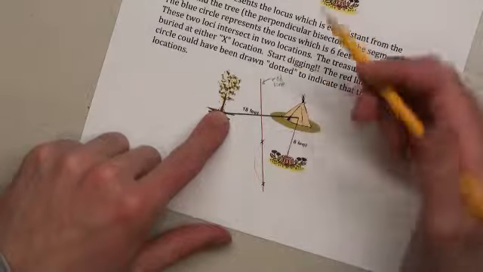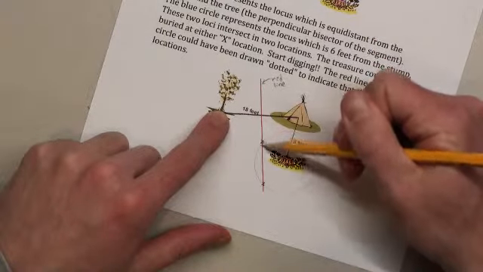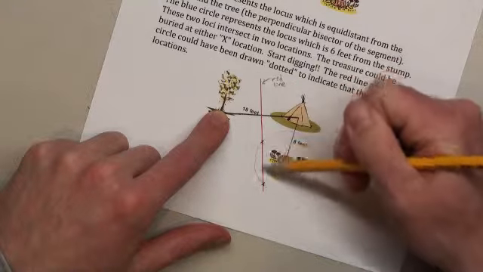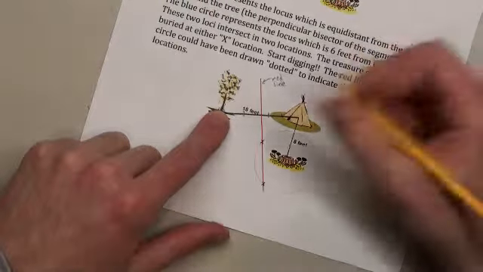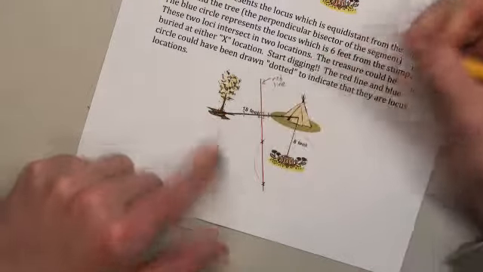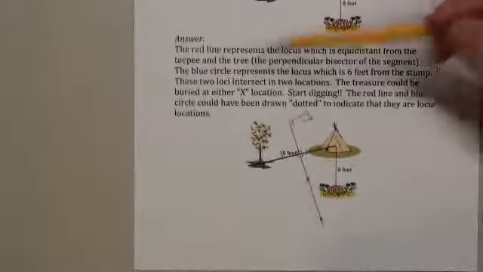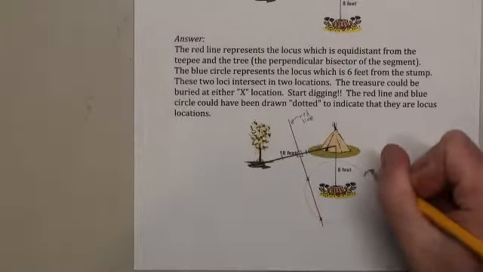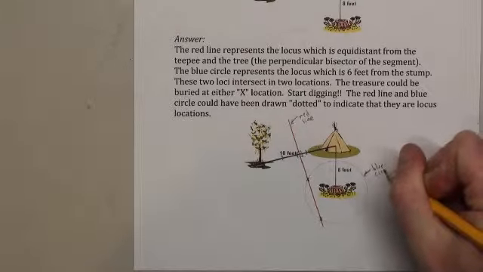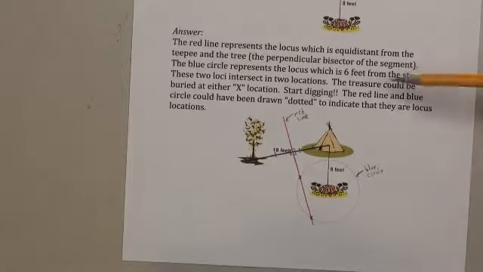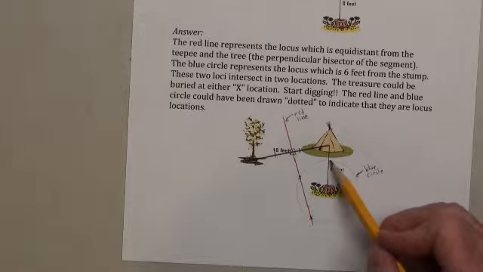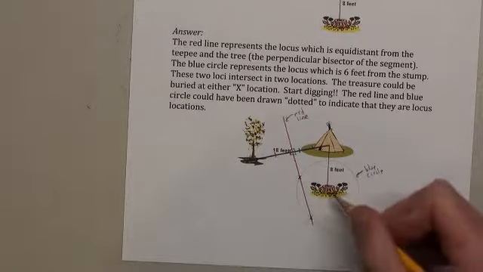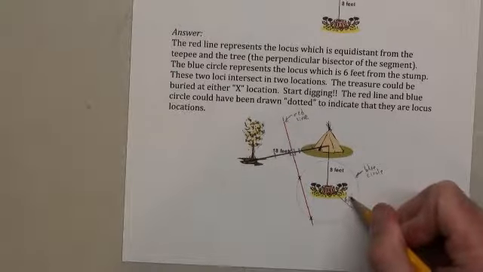Equidistant from the teepee and the tree is a line directly down in between those two. And that's what this line represents. Okay? It's the bisector of this segment, the perpendicular bisector. Now, the blue circle represents, okay, this didn't come out blue, but it's supposed to be the blue circle. The blue circle represents the locus which is 6 feet from the stump, right? Because it also said 6 feet from the stump. That's a circle with a radius of 6 feet. So the radius is 6 feet.